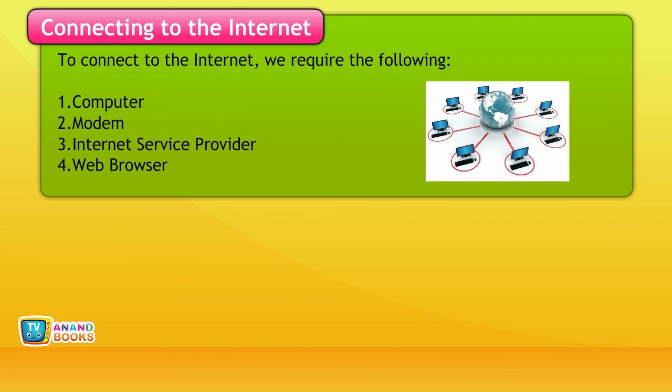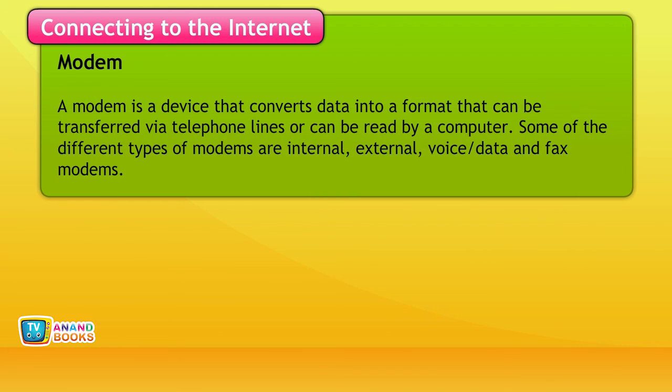Connecting to the Internet. To connect to the Internet, we require the following: 1. Computer, 2. Modem, 3. Internet service provider, 4. Web browser. Modem: a modem is a device that converts data into a format that can be transferred via telephone lines or can be read by a computer. Some of the different types of modems are internal, external, voice or data, and fax modems.